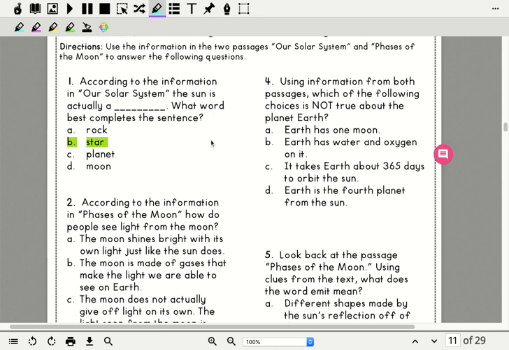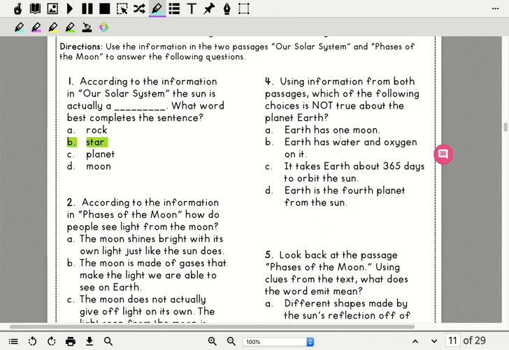Okay, let's come over here to number four. Using information from both passages, which of the following choices is not true about the planet Earth? Earth has one moon. Earth has water and oxygen on it. It takes Earth about 365 days to orbit the sun. Earth is the fourth planet from the sun.